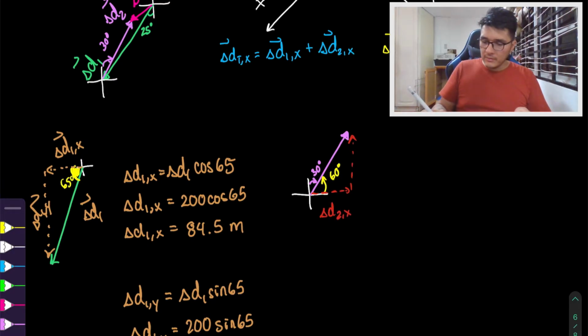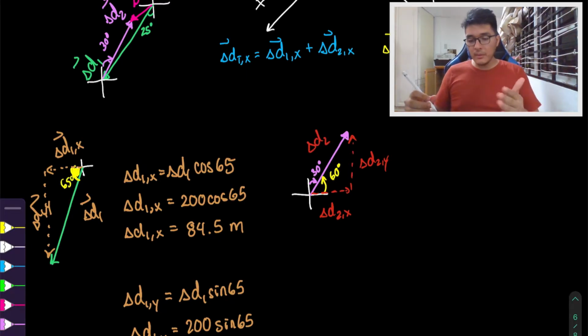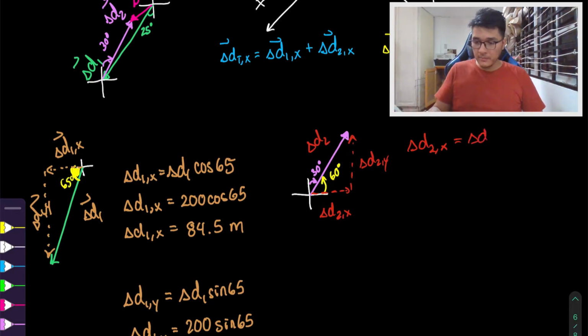So this is delta d2x, delta d2y. And again, we're changing it to the angle closest to the x-axis because that's easier to connect. The x component is going to be with the cosine, and the y component is going to be the sine portion. So it's kind of like a hack.